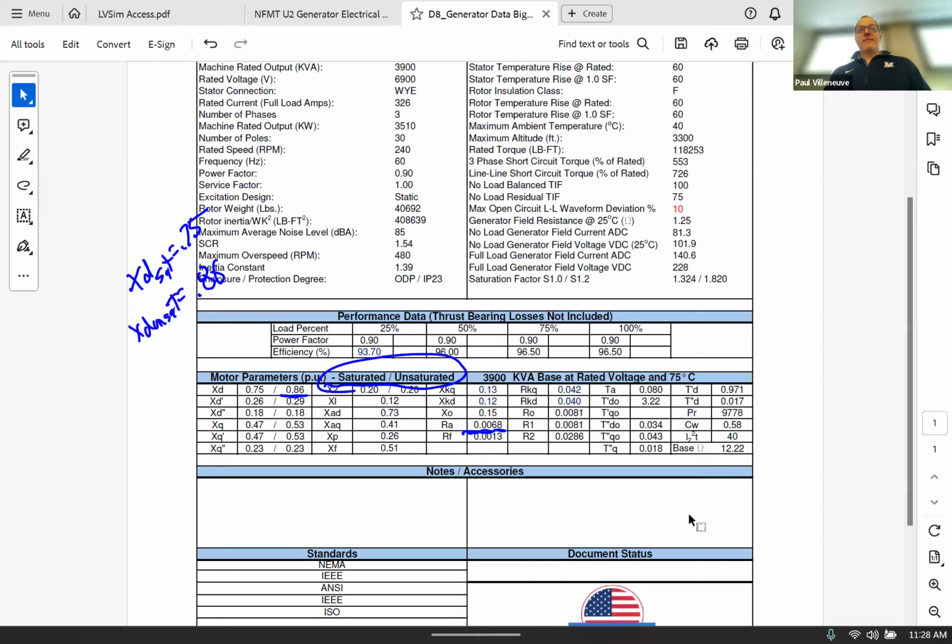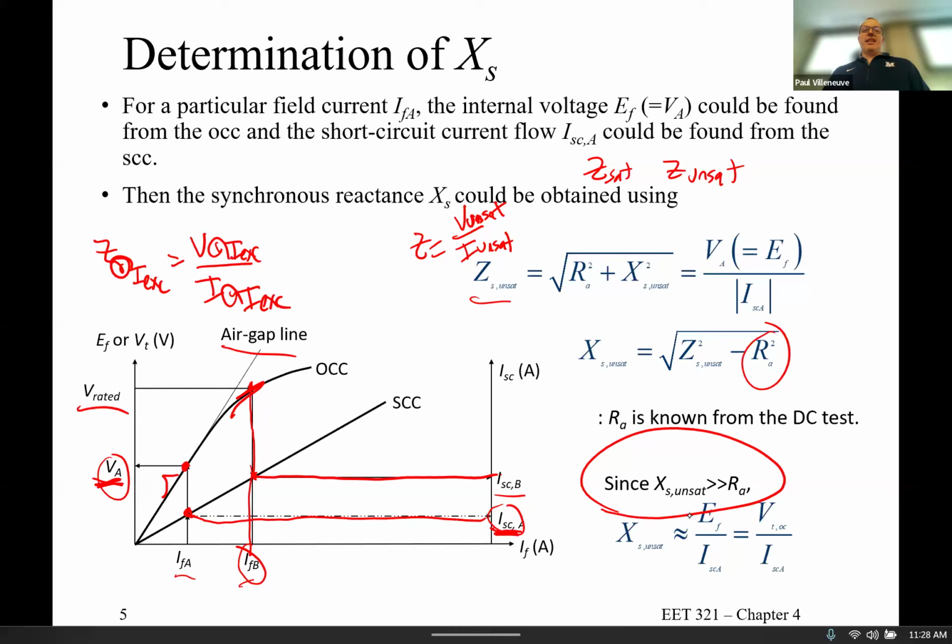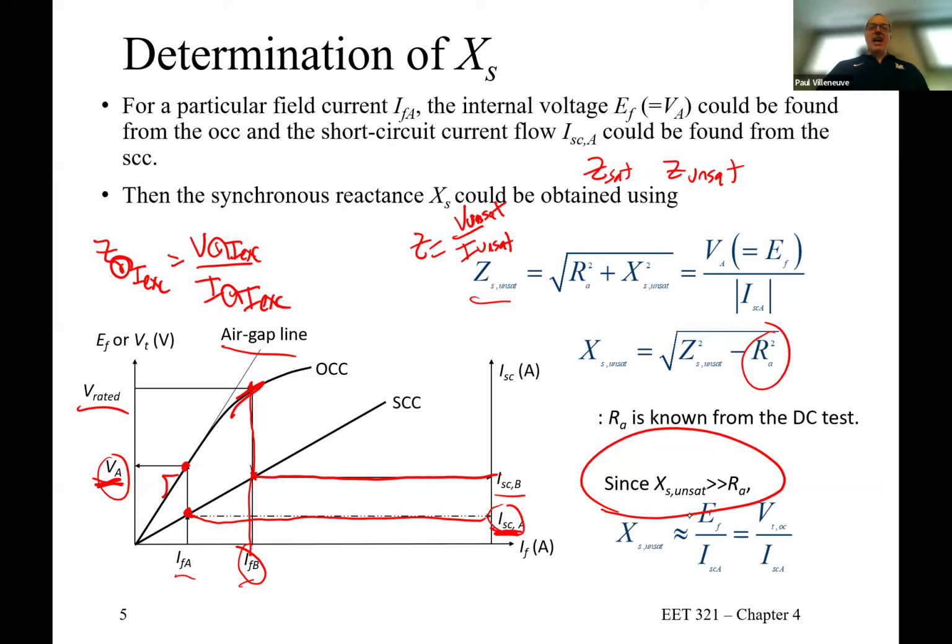In the calculation, yeah, because how did I determine RA? From the DC test. I didn't even look at the two curves. The only thing that changes when I do saturated or unsaturated is my value of X. RA I got from DC, so it's a fixed value. It never changes. Okay.